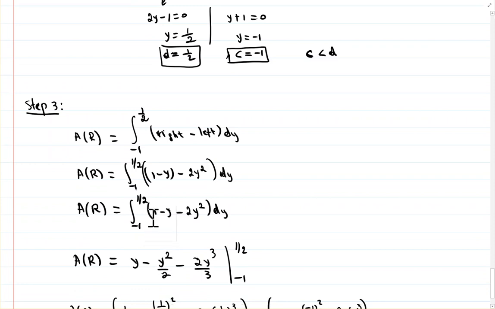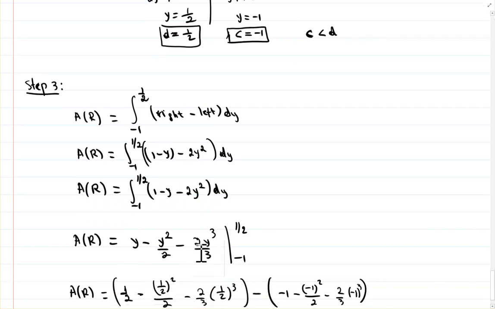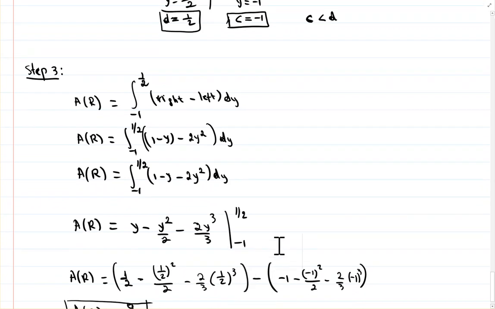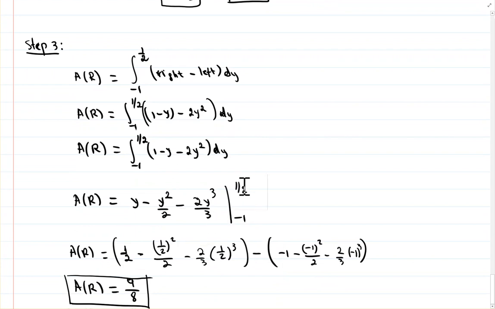So when you integrate 1, you get y. When you integrate y, you get y squared over 2. When you integrate the 2y squared, you get 2 times y cubed over 3. So you're going to evaluate this result at negative 1 and 1 over 2. By the fundamental theorem of calculus, when you do the evaluation, you always evaluate at the top limit first. So you're going to plug in a half for y into this function. That will give you this. And then you plug in negative 1 for y into the function. It will give you a second set of data, and then you take the difference of the two.